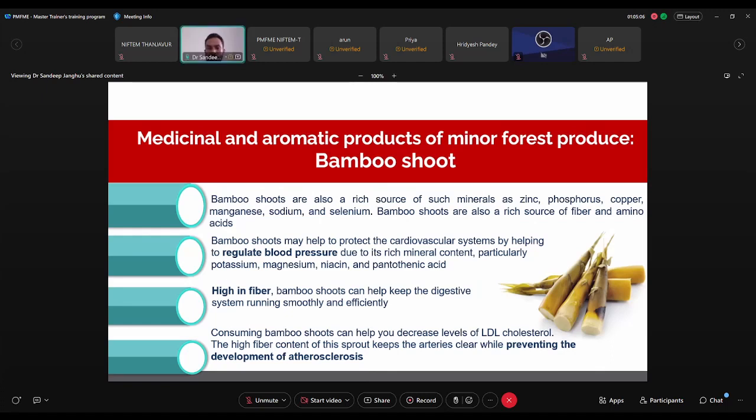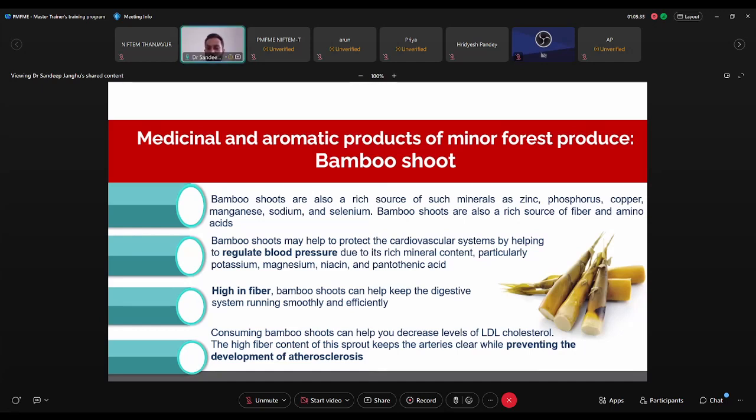Bamboo shoots are another minor forest produce, which is consumed throughout northeast India. They are a rich source of various minerals like phosphorus, copper, sodium, potassium, magnesium, manganese, selenium, etc. And they are also a rich source of fiber and amino acids.